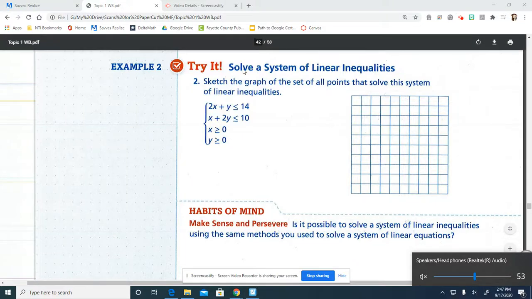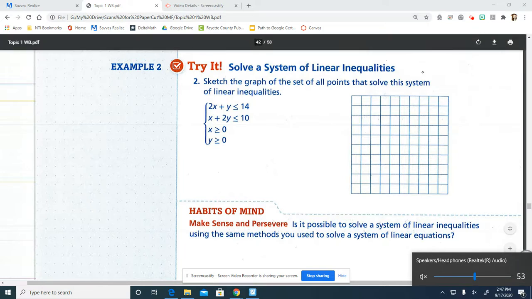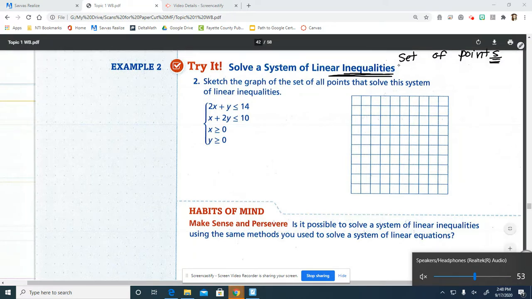Now let's talk about a system of linear inequalities. Remember in the last video, I said that the solution is the point or points that make all equations or inequalities true. Well, when we have a system of linear inequalities, our solution is going to be the set of points, and you are definitely going to have more than one. You can have a ton of points, like millions. I'll show you the set of points that make all inequalities in the system true.